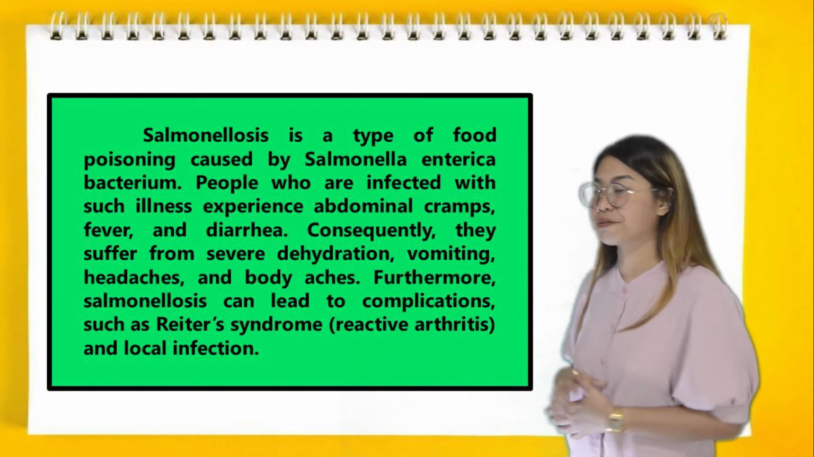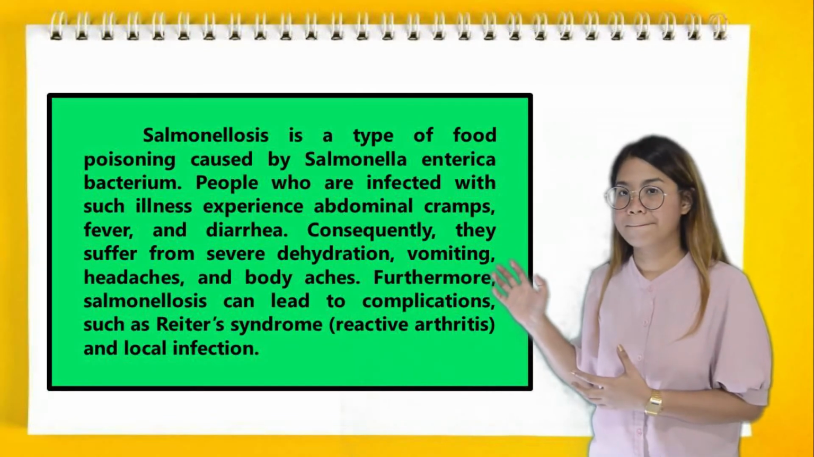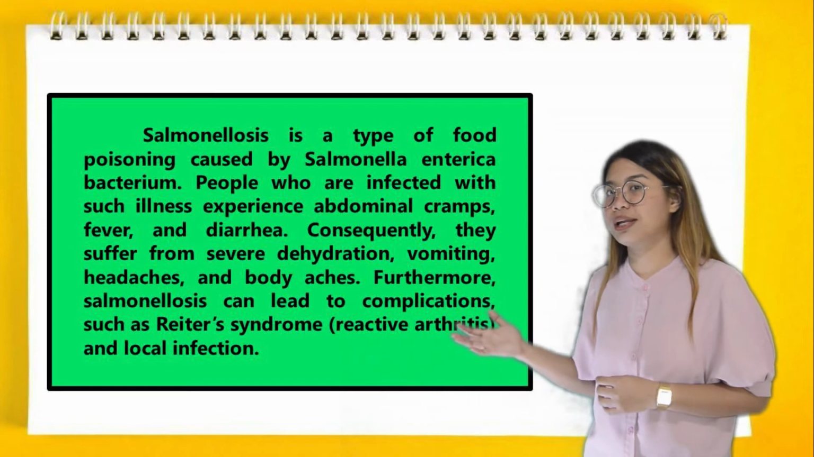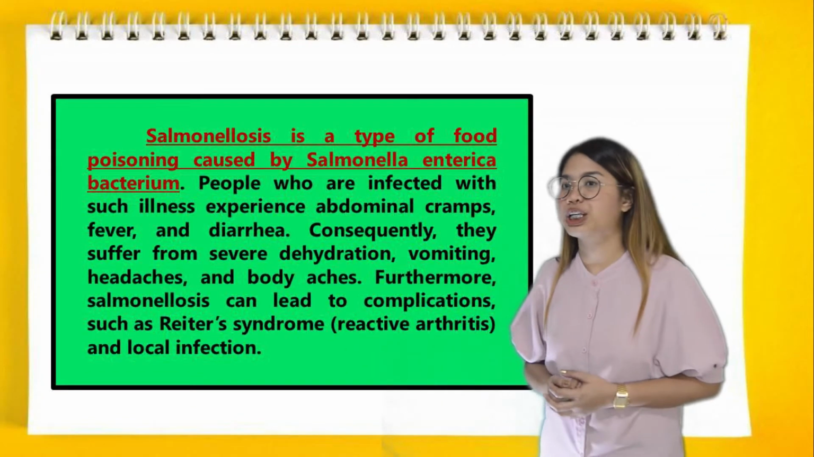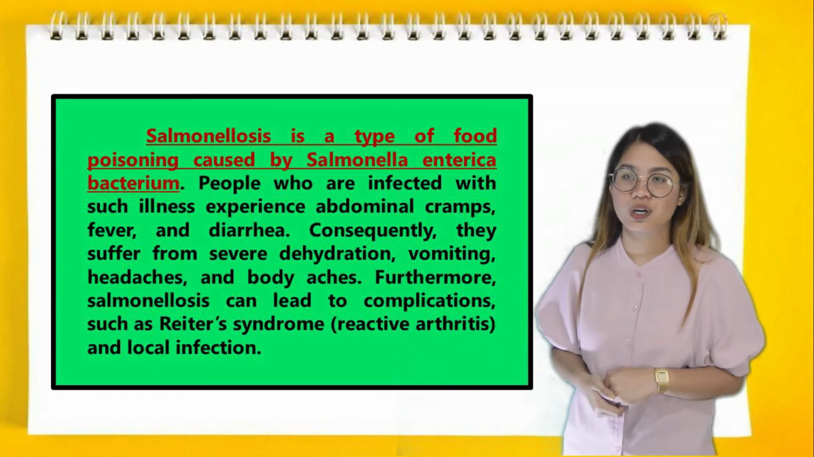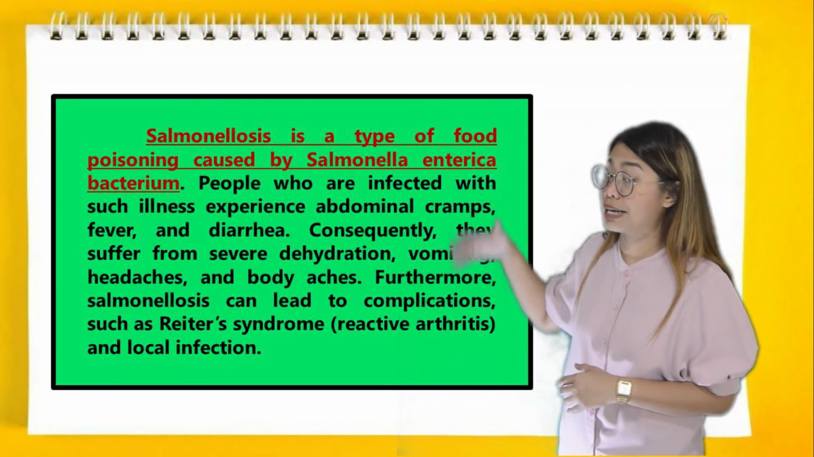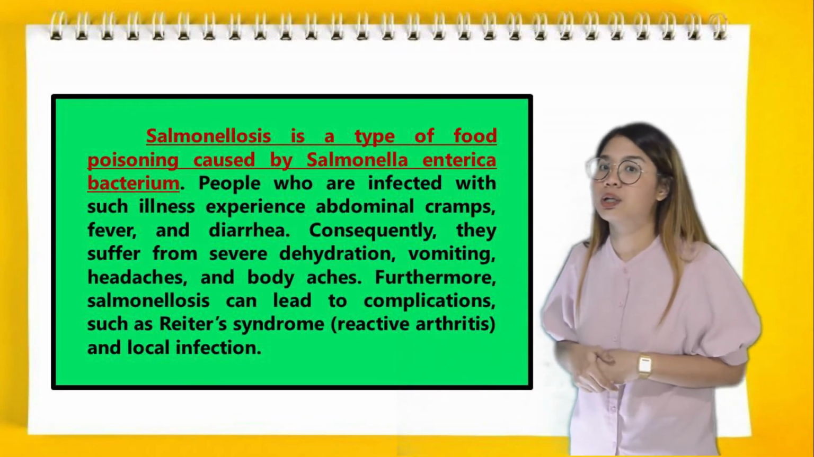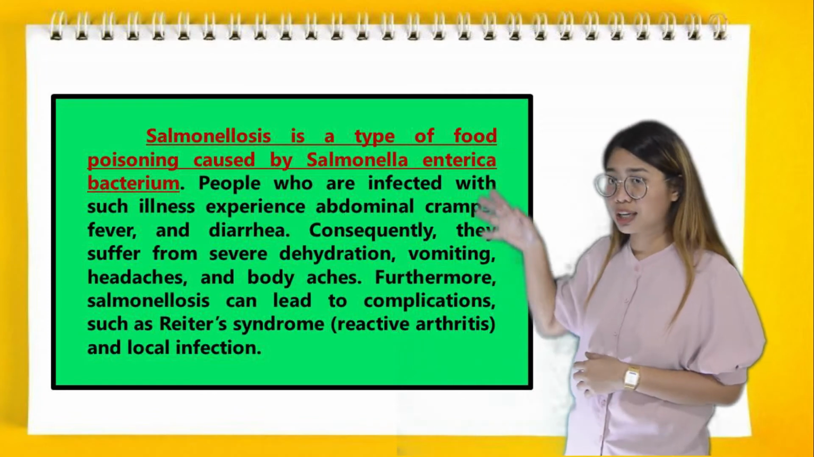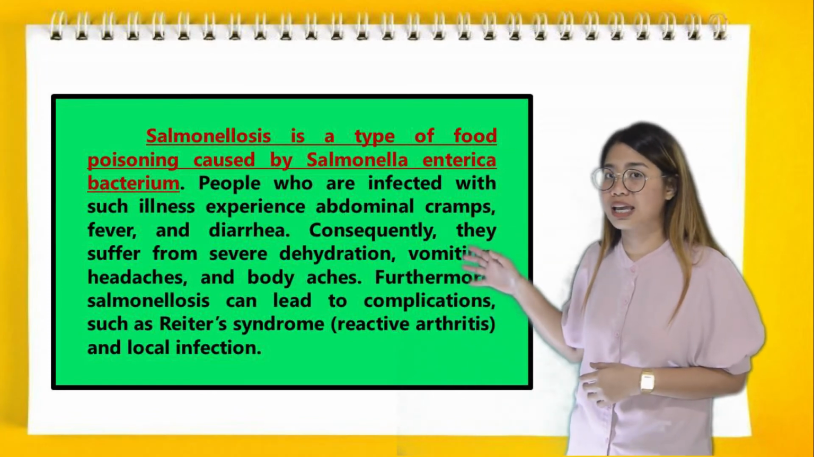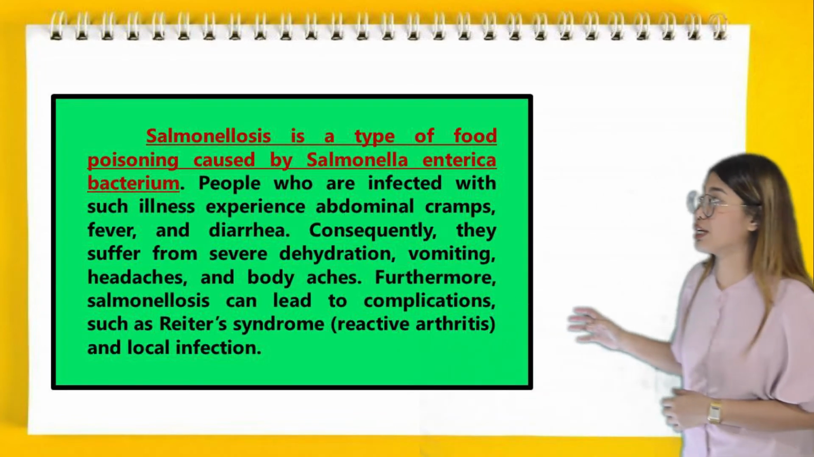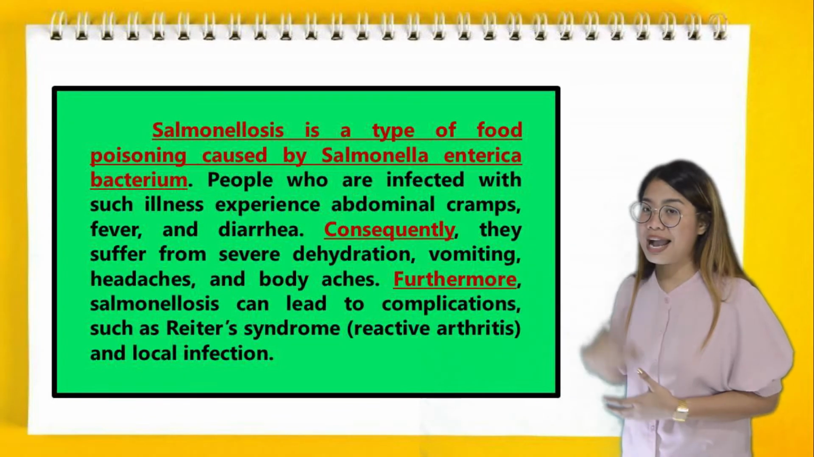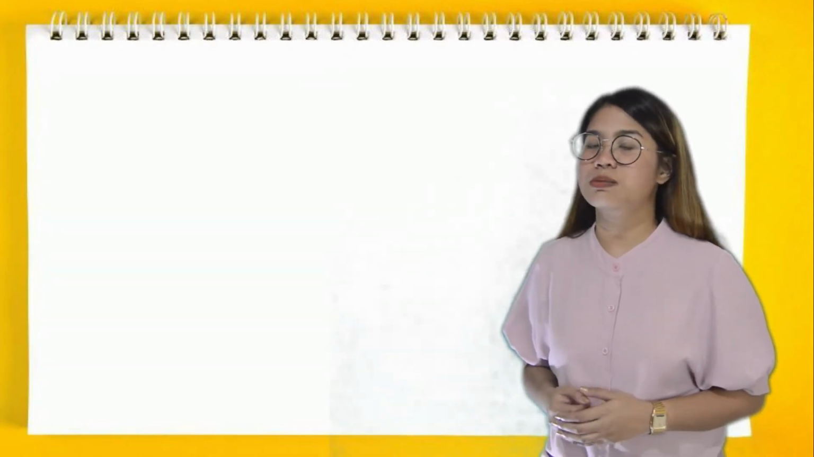So, let us first look for the topic sentence in the paragraph. Basically and usually, the topic sentence is found at the beginning of the paragraph, stating the cause. Then the rest of the sentences are the effects of the illness called salmonellosis. So what are some of the signal words we can see? We have the signal words consequently. We also have furthermore. Alright. So let's move on to the next pattern of writing.